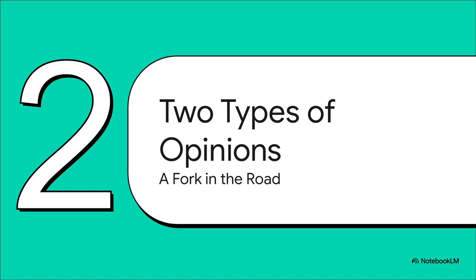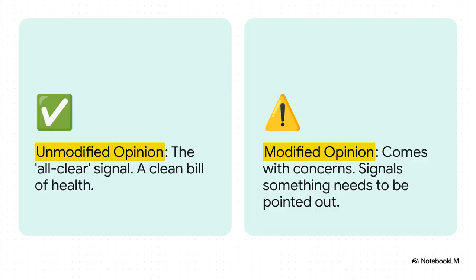Now we're getting to the most critical part of the entire report. After all that work, all that digging, the auditor has to make a call. And this leads to a huge fork in the road, which results in one of two main types of opinions. On one path, you've got an unmodified opinion. This is basically like getting a clean bill of health from your doctor. It's the good news. But on the other path, you have a modified opinion. And this is more like a doctor's note that comes with some serious concerns or things you need to follow up on. It's a signal that the auditor found something that absolutely needs to be pointed out.